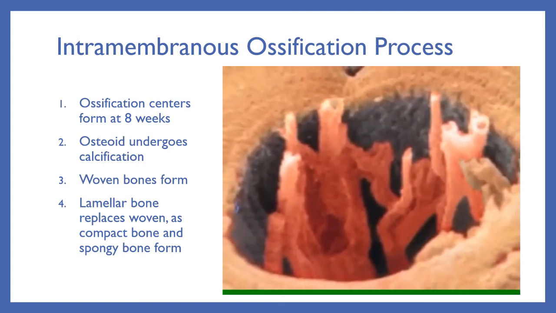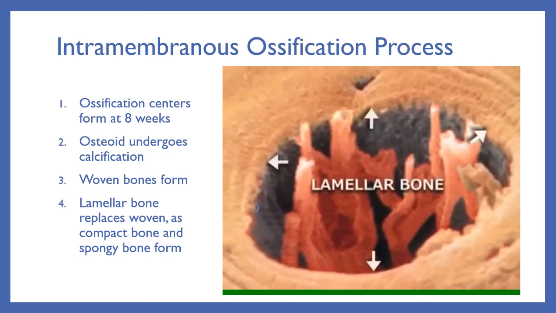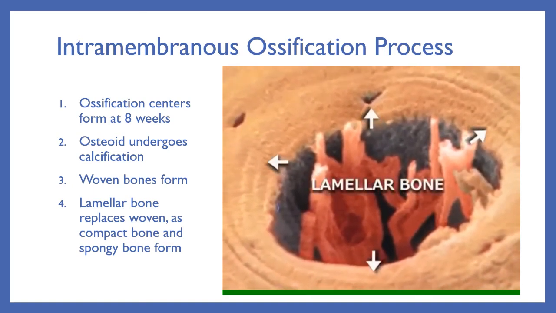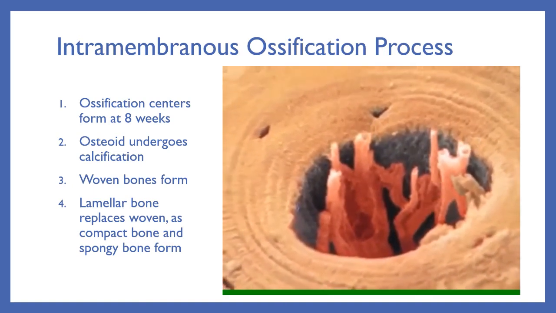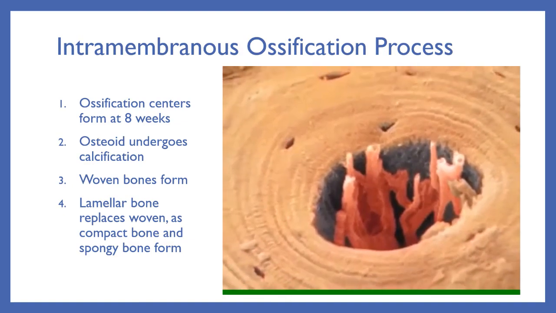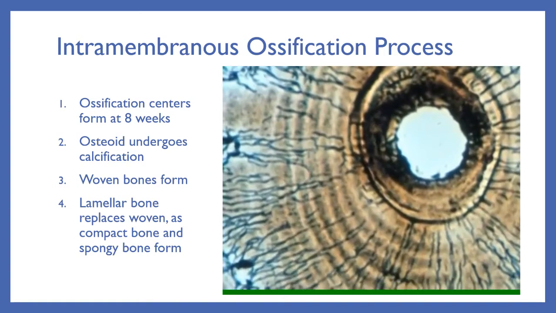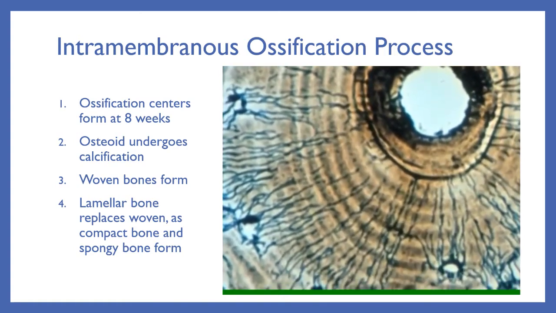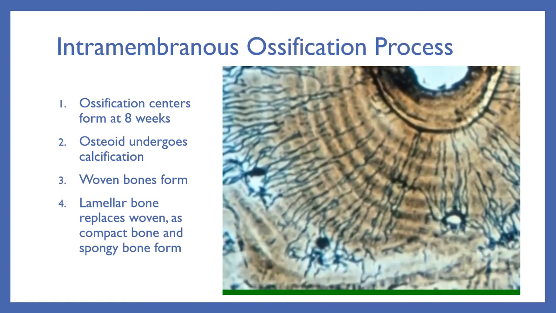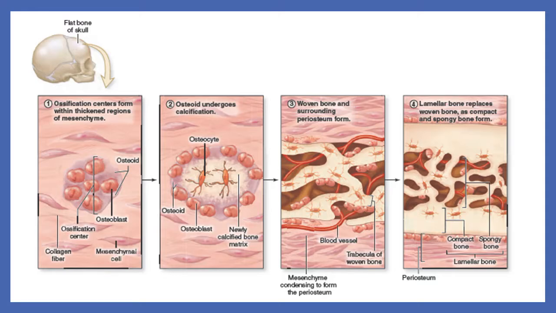Eventually, this leads to the formation of lamellar bone around the newly formed spongy bone. This lamellar or compact bone has regular parallel alignment of collagen in the form of sheets, or lamellae, and is mechanically quite strong. This is the process that takes us from mesenchyme tissue to bone in one go.